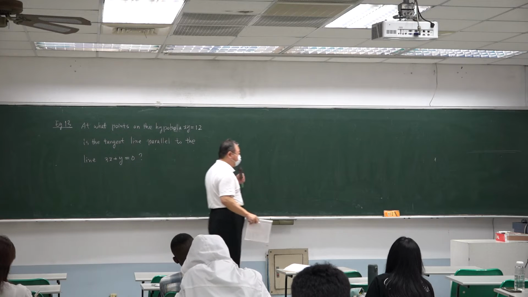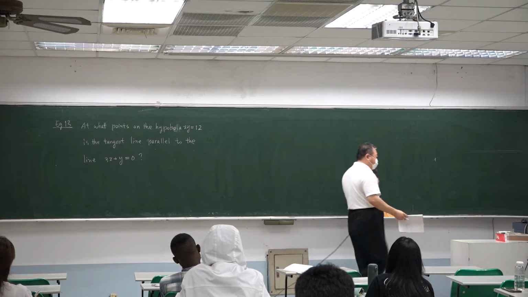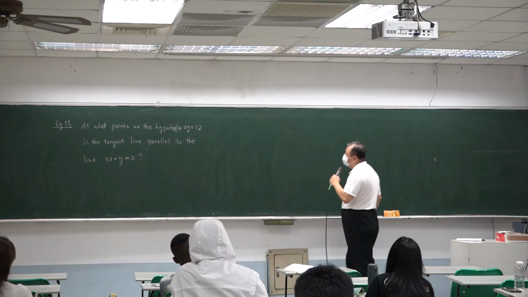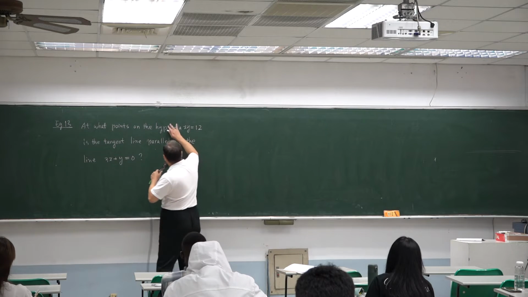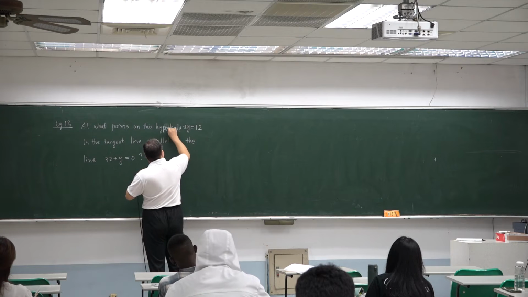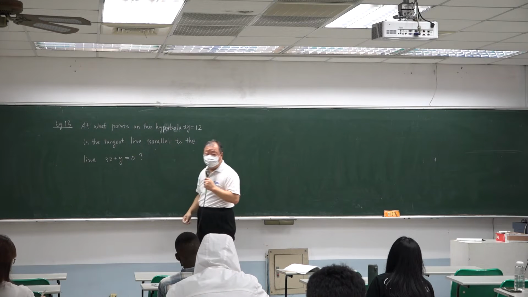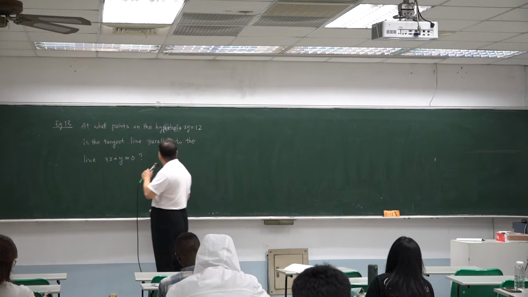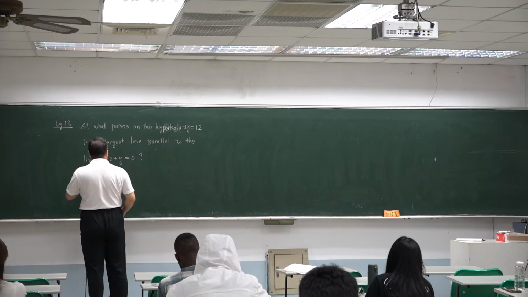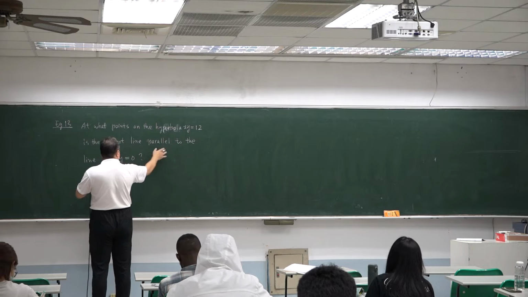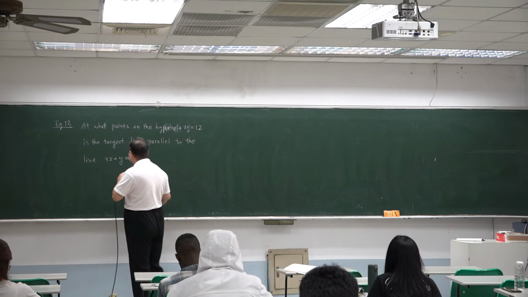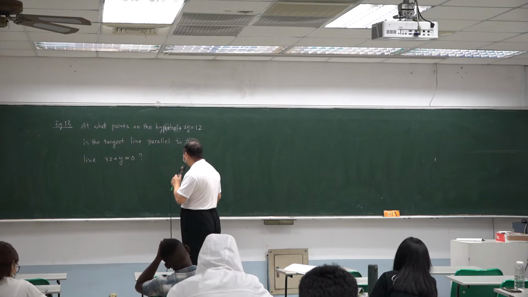Okay, at what points? Maybe more than one point. At what points on the hyperbola xy equals 12 is the tangent line parallel to the line 3x plus y equals 0? Okay.